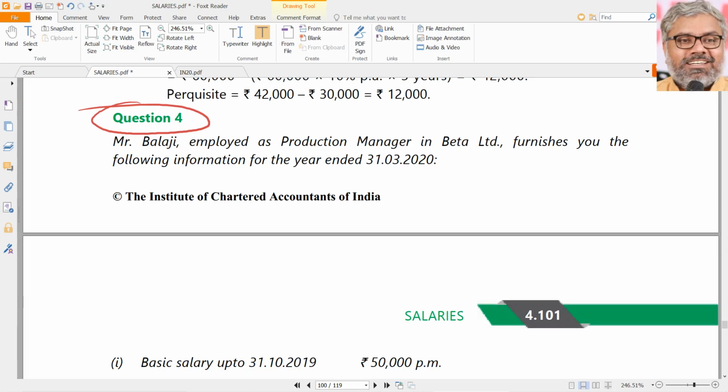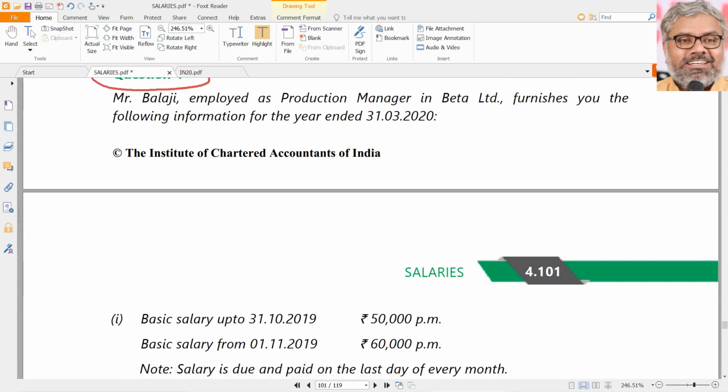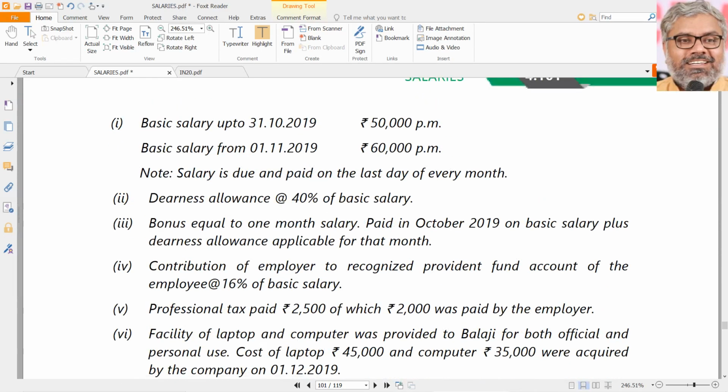Balaji, employed as production manager in Beta Limited, furnishes you the following information for the year ended 31st March 2020. Naturally, basic salary is given up to 31st October, and from November onwards it is something else. So how many months? April, May, June, July, August, September, October, that is 7 months. Then November, December, January, February, March, naturally 5 months something else. So 7 into 50,000, 5 into 60,000, like that.